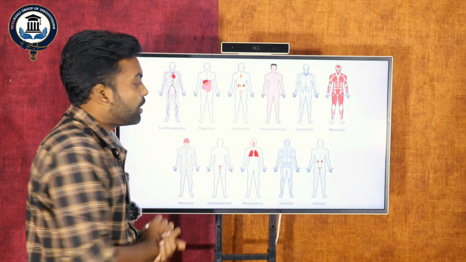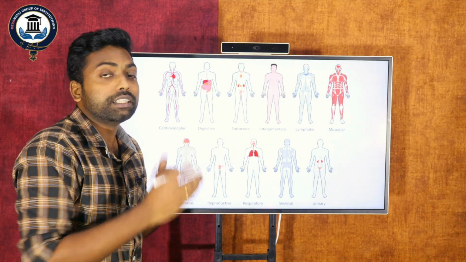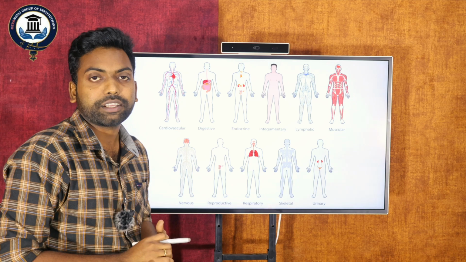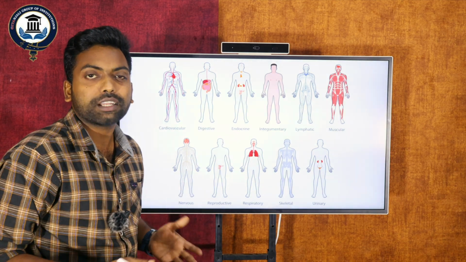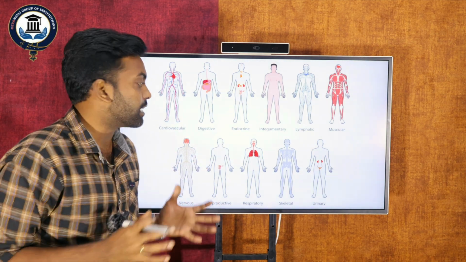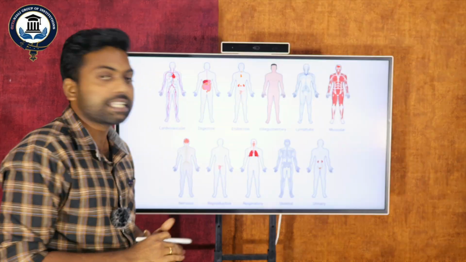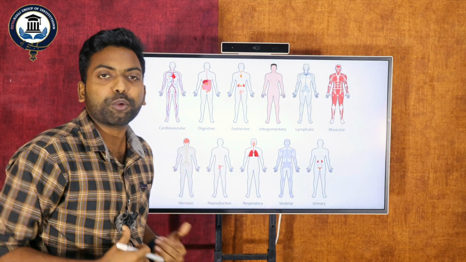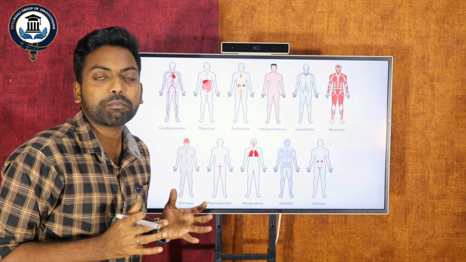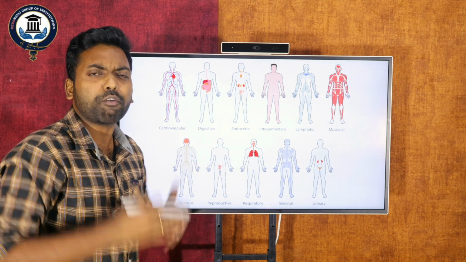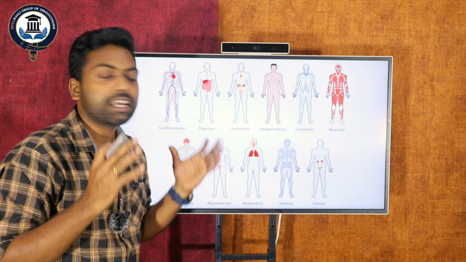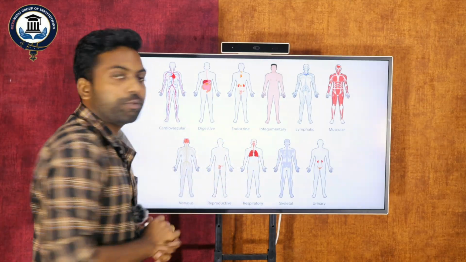And next one is the endocrine system. There are different kinds of glands, exocrine and endocrine. These glands belong to the endocrine system. And the next system is the integumentary system. In our human body, the integumentary system is nothing but skin. Our complete human body is covered with skin. So this is called the integumentary system.